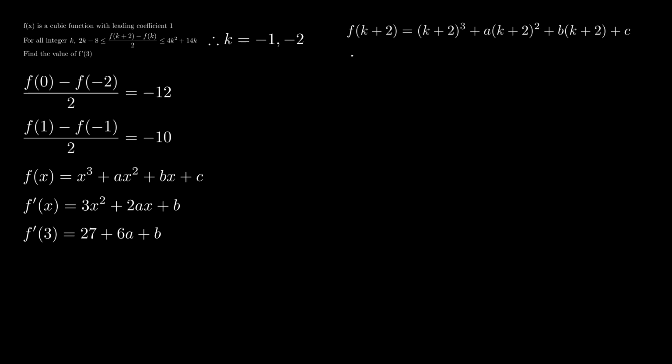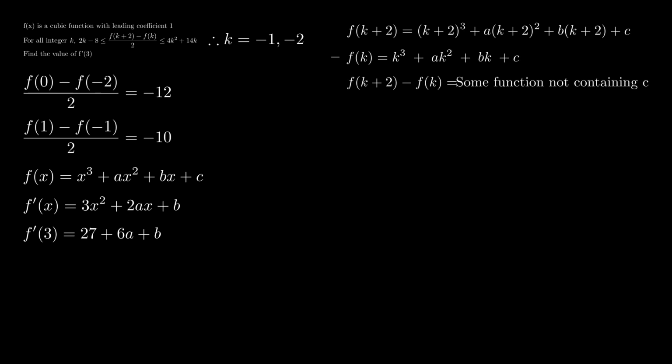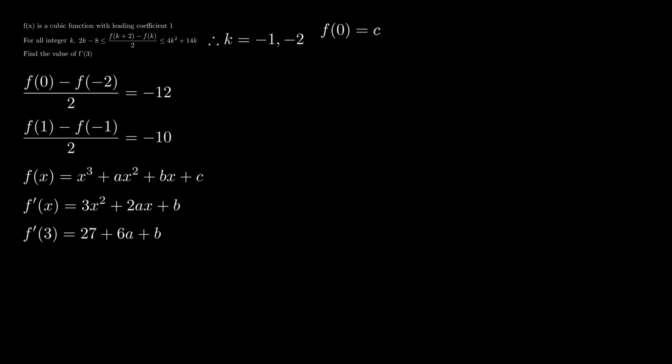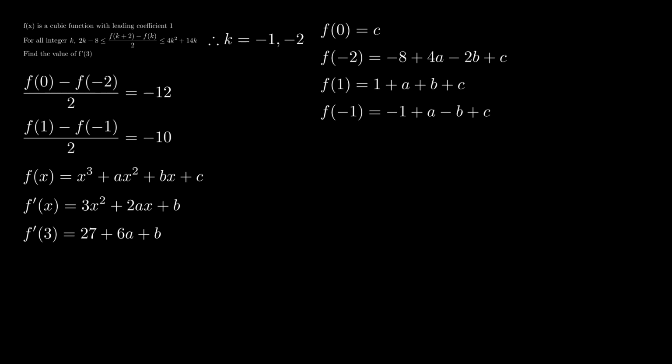If we carefully put in k plus 2 and k in the function and subtract it, we can easily show that the result will be some function not containing c. What that means is that the two equations we have found will be giving us the solution for the coefficients a and b only. Let's put in the numbers and solve it. If we put in the values, you can check here that the coefficient c is erased after we subtract the two functions.